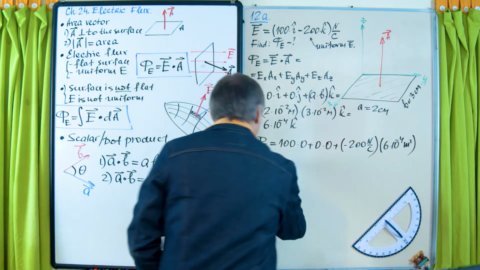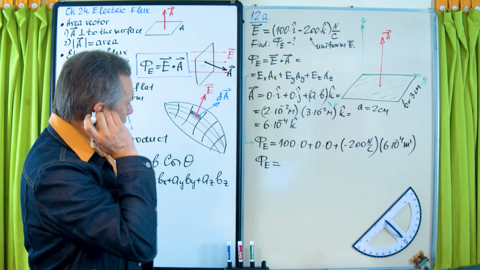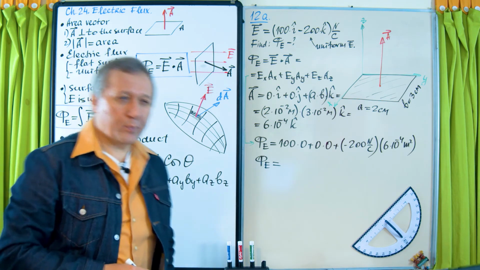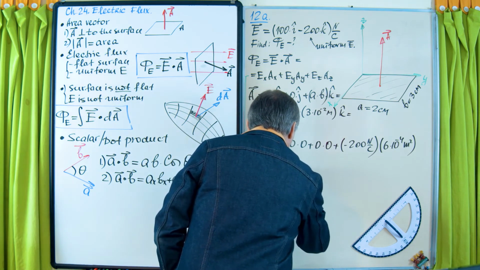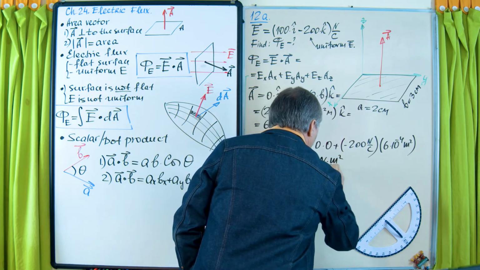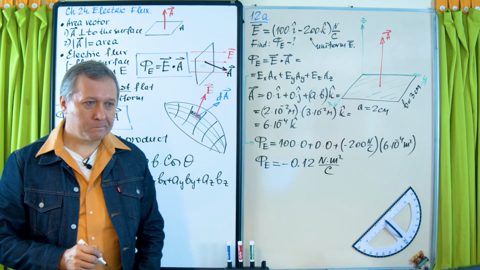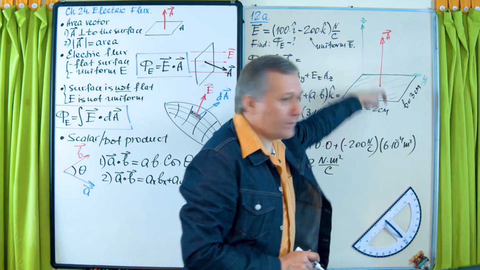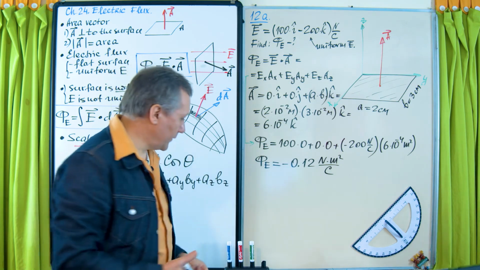So now if you multiply that, you will end up with, oh my God, 12 times 10 to the power of negative 2, so it will be negative 0.12 newtons times meters squared divided by coulombs. Of course, if you had picked, for example, the area vector downward from the very beginning, your flux would be positive. So in this case you have the freedom to choose the direction.